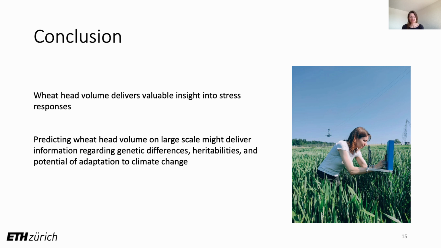So as a conclusion, the wheat head volume delivers valuable insight into stress responses, and predicting the volume on a very large scale in the field might deliver important information regarding genetic differences between genotypes, heritability of the volume, and potential of different genotypes for the adaptation to climate change.